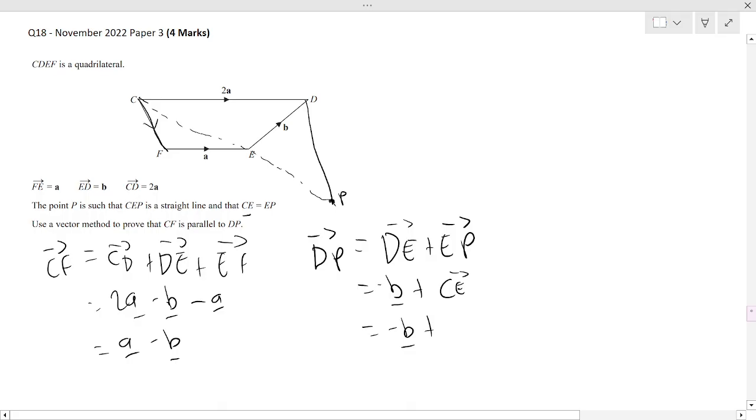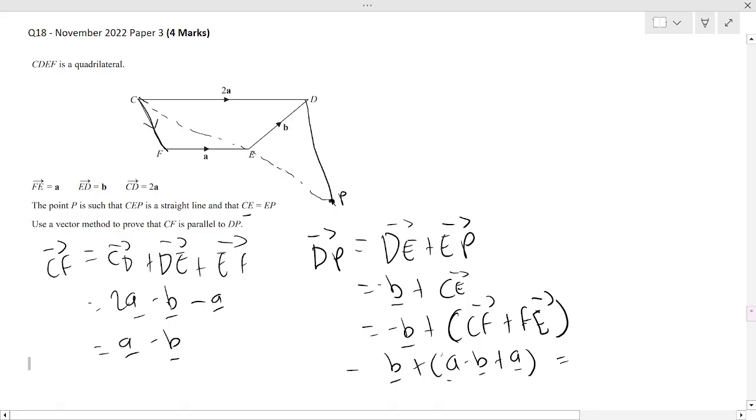So that's going to be minus B at C to E, which is C to F, and then F to E. And luckily, we worked out what CF is, which is here. So minus B add, and then CF is A minus B, and then F to E is A. Hang on, I should clarify that's minus B there.